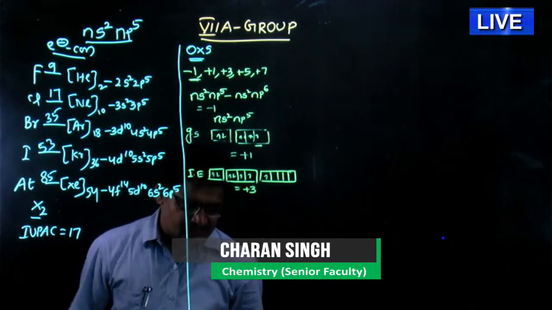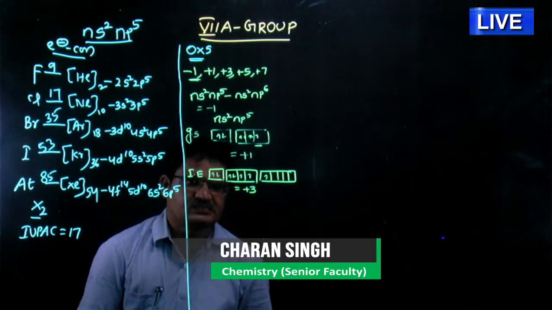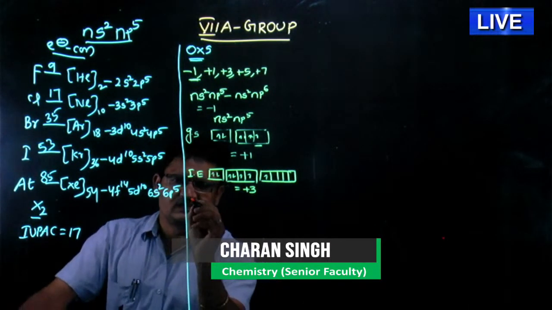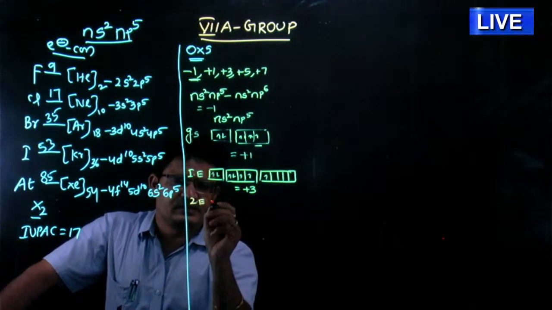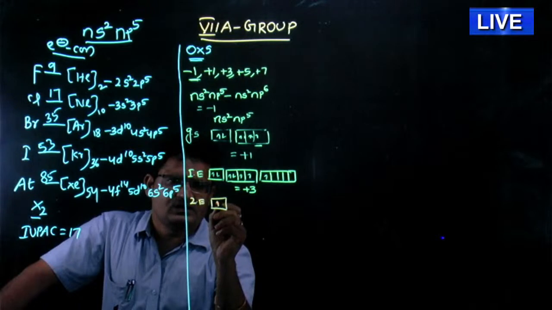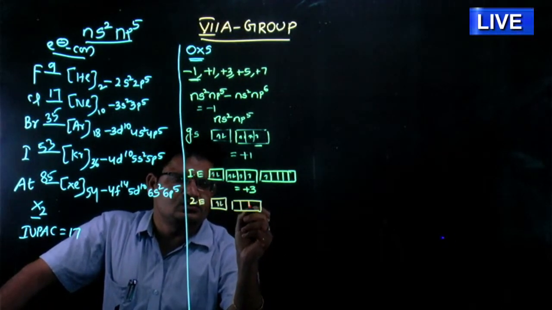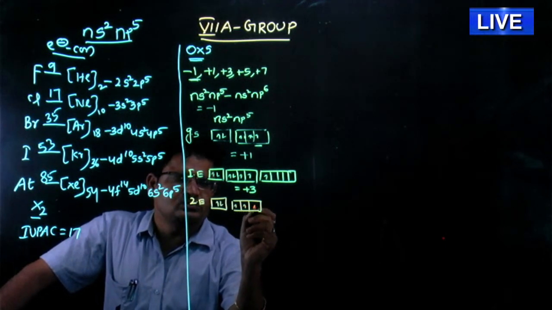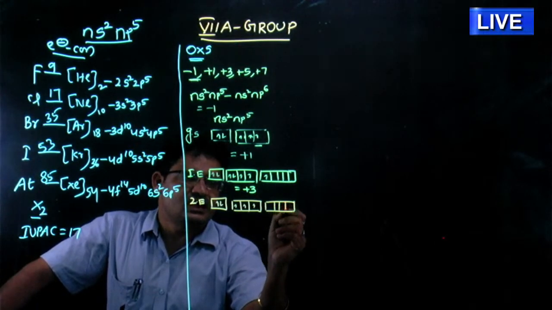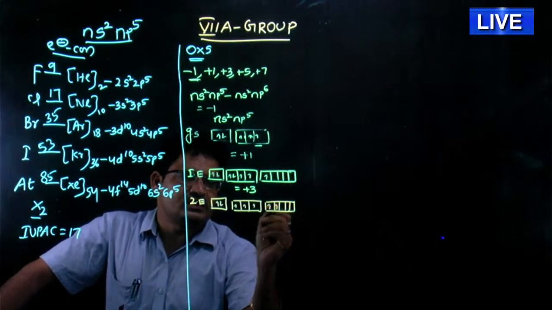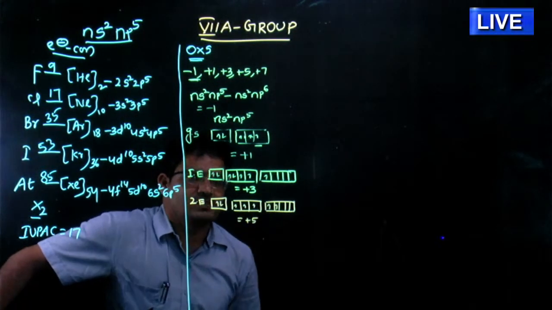Now what happens in the second excited state? In this second excited state, a lone pair enters the d side. That means s contains 1 orbital with 2 electrons, p contains 3 orbitals with 3 electrons, and d contains 5 orbitals with only 2 electrons. There are 5 unpaired electrons. That's why its oxidation state is +5.